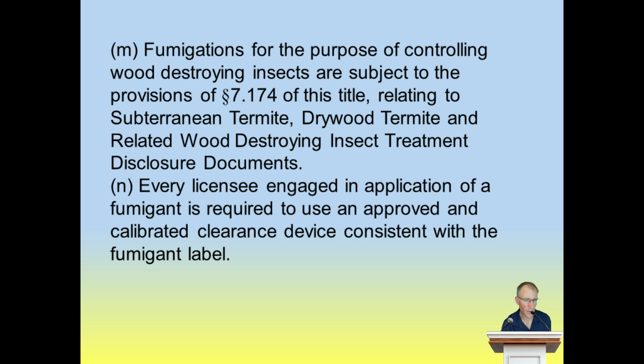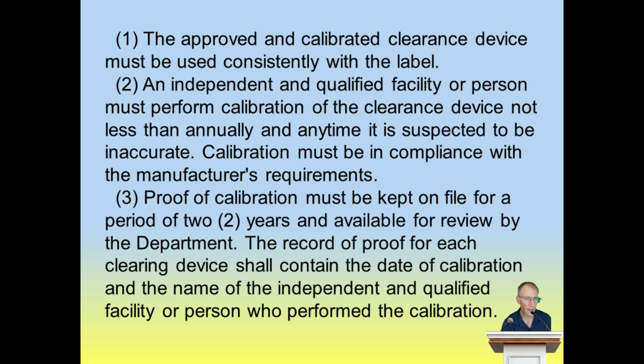M. Fumigations for the purpose of controlling wood-destroying insects are subject to the provisions of 7.174 of this title relating to subterranean termite, dry wood termite, and related wood-destroying insect treatment disclosure documents. N. Every licensee engaged in application of a fumigant is required to use an approved and calibrated clearance device consistent with the fumigant label. 1. The approved and calibrated clearance device must be used consistently with the label.